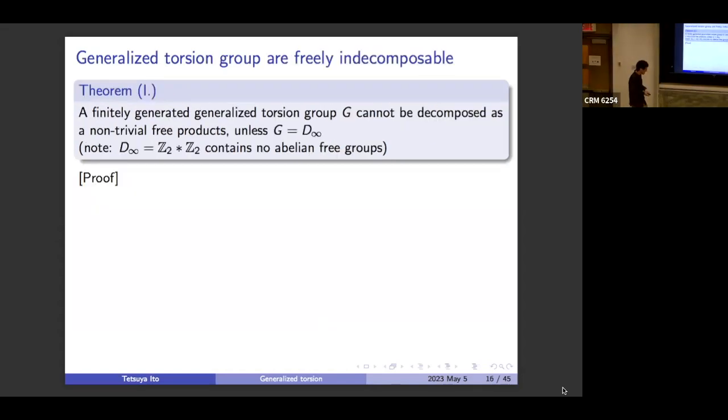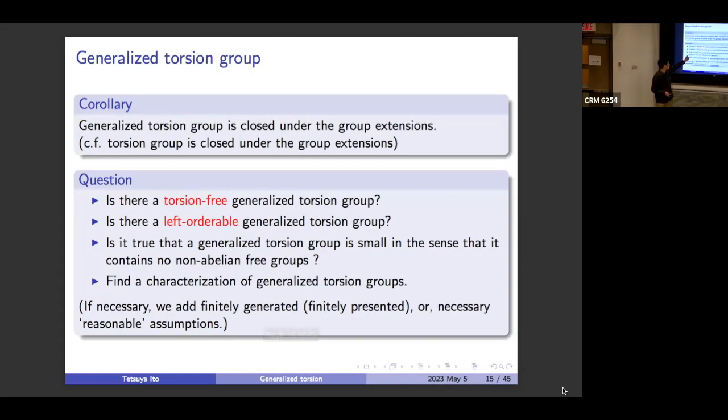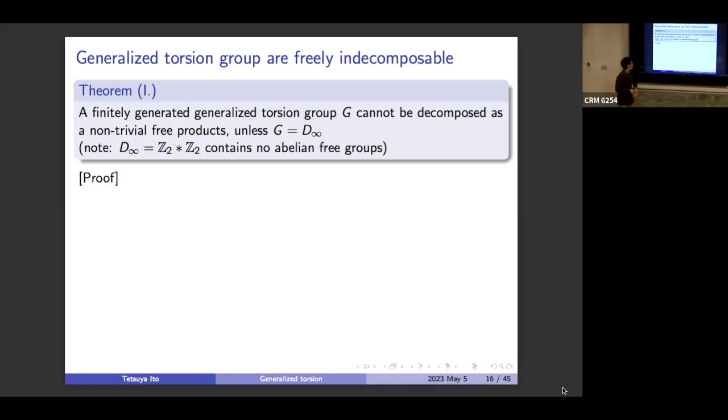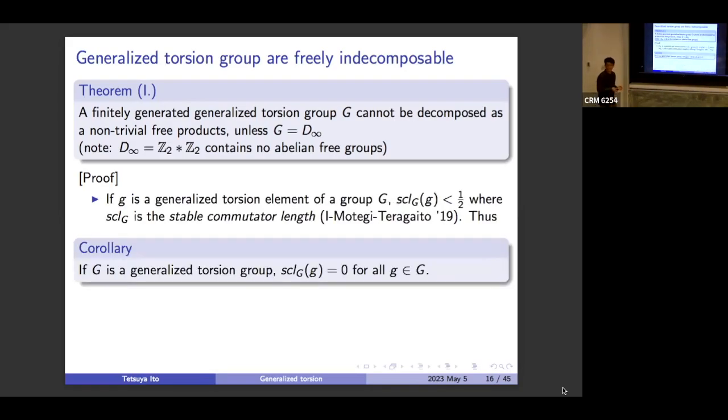Here is one piece of supporting evidence for the third question. A finitely generated generalized torsion group cannot be decomposed as a non-trivial free product. So it is indecomposable, with one exception, the infinite dihedral group. Here I give a sketch of the proof because it gives some useful insight.